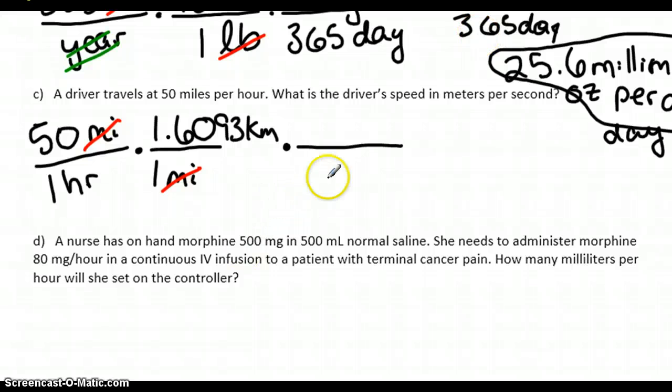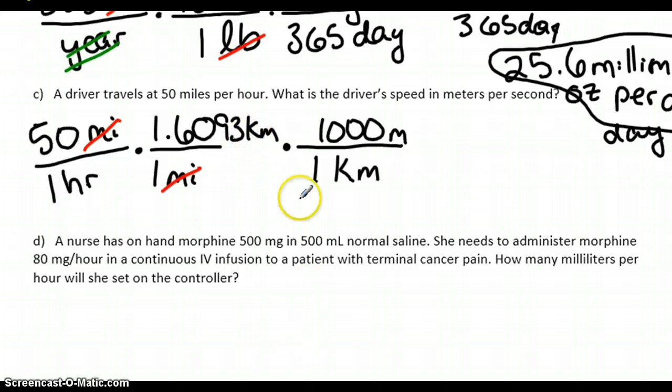Okay, so I'm going to put 1 kilometer, bottom again because that was on the top, equal to 1,000 meters. So 1 kilometer, kilometer and kilometer cancel, now my units are in meters. So altogether I want meters per second. So far I've got into meters. Now I'm going to change hours into seconds. First, I need to change hours into minutes.